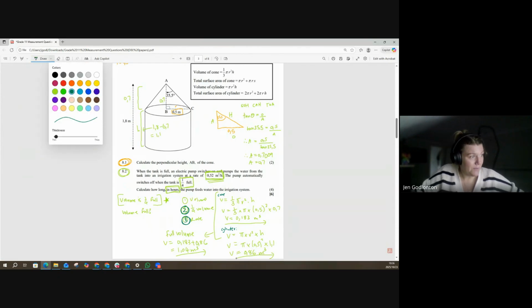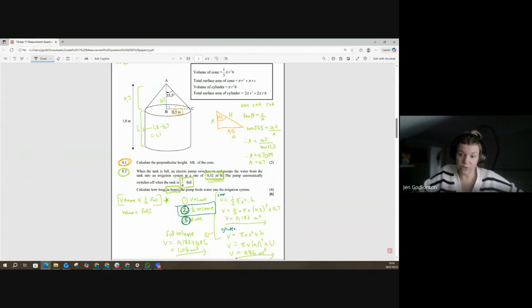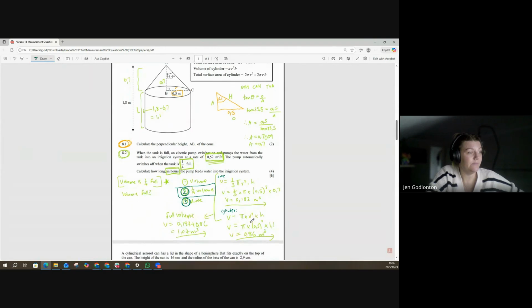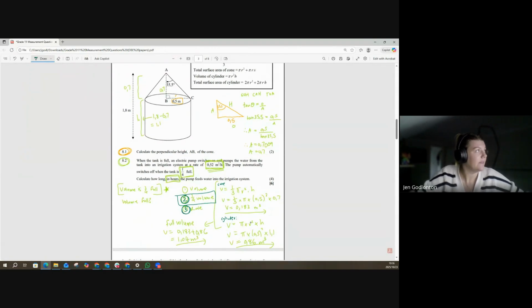Next step is step 2, we need a quarter of that volume. So for step 2, to find a quarter of the volume, we're going to say a quarter of the volume is going to be 1,04 divided by 4. And that gives us 0,26 meters cubed. So now we know a quarter of the volume. So we know how much our volume will be when it's a quarter full.